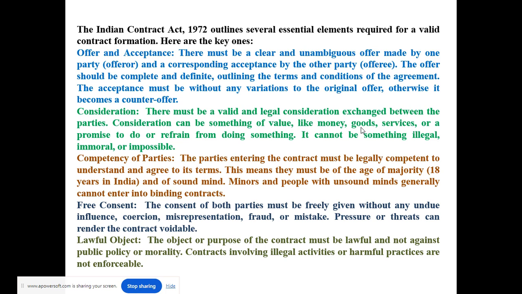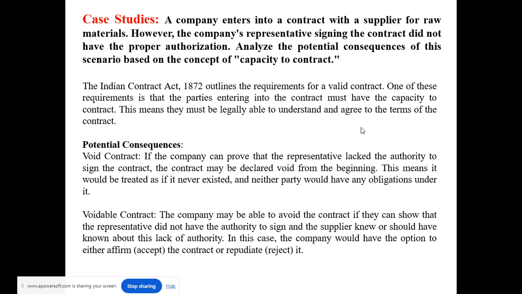Some case studies I will share with you. Suppose a company enters into a contract with a supplier for raw materials. However, the company's representative signing the contract did not have the proper authorization. So which category does it come under? One has to analyze the case and the potential consequences of this scenario based on the concept of capacity to contract.